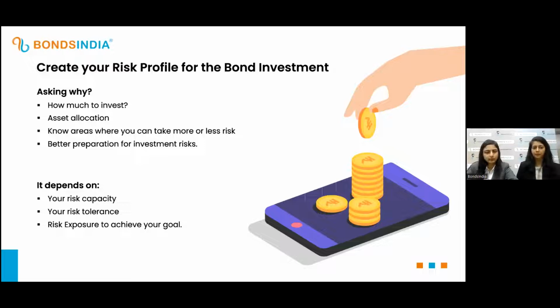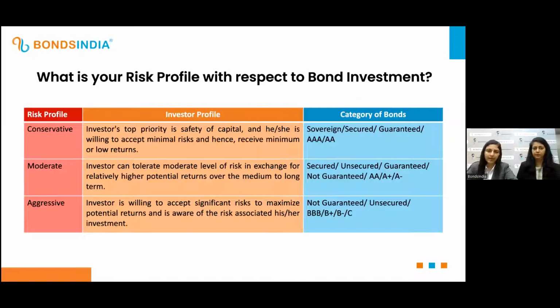Now, how does an investment goal help us? Setting up a goal will make you more disciplined. It will induce compulsory savings. You will have short-term and long-term planning at hand, and you will have some planned expenses and investments.